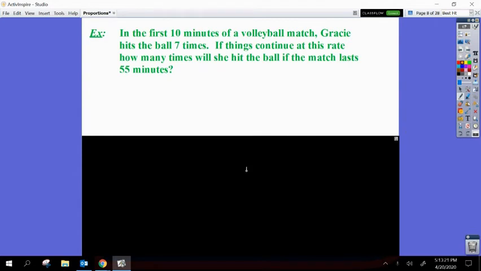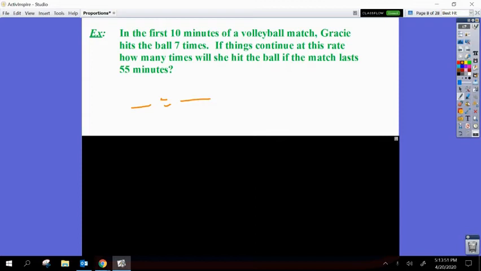I'm going to do a couple more examples, but I'm not going to actually solve. I'm just going to help you with this setup. Again, a proportion. We should understand there's a proportion because it follows the same format if you read the questions. In the first 10 minutes of a volleyball match, Gracie hits the ball 7 times. If things continue at this rate, how many times will she hit the ball if the match lasts for 55 minutes? 10 is to 7, as blank. It just kind of fits. This is to this, as that is to that.